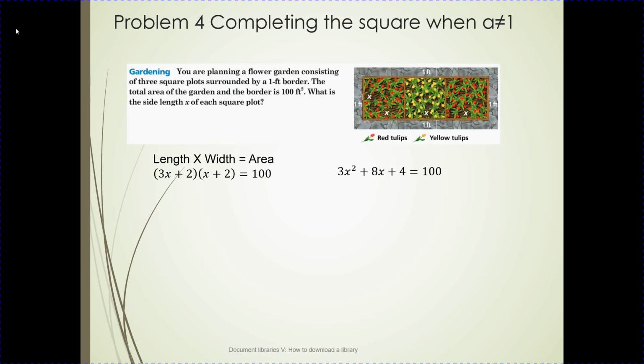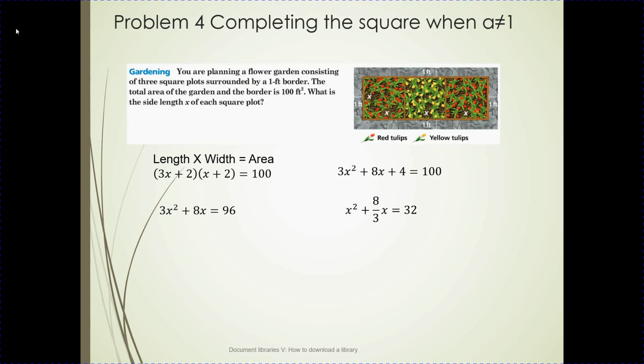Then let's simplify this expression by dividing each side by 3 just to eliminate the 3 or to make the value of a 1. Sorry, before we divide, it's better to remove 4 from the left side. So you'll get 3x squared plus 8x is equal to 96. That means I subtract 4 from each side. Then divide each side by 3 just to make the value of a equal to 1. Then you will get x squared plus 8 over 3 x is equal to 32. Then it will be easy for us to make the expression x squared plus 8 over 3 x a perfect square.